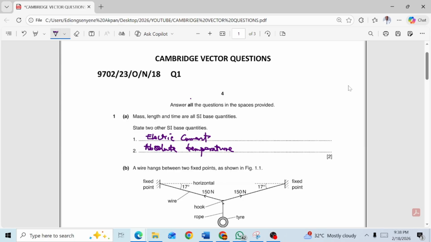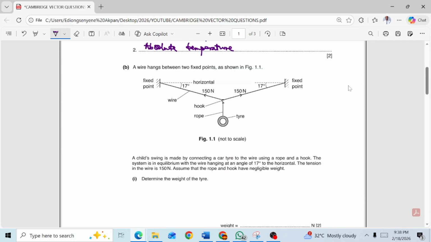Question number B, the vector in particular. A wire hangs between two fixed points as shown in figure 1.1. A child's swing is made by connecting a car tire to the wire using a rope and a hook. The system is in equilibrium with the wire hanging at an angle of 17 degrees to the horizontal. The tension in the wire is 150 Newton. Assume that the rope and hook have negligible weight. Determine the weight of the tire.